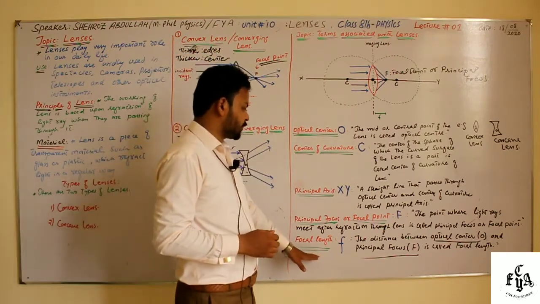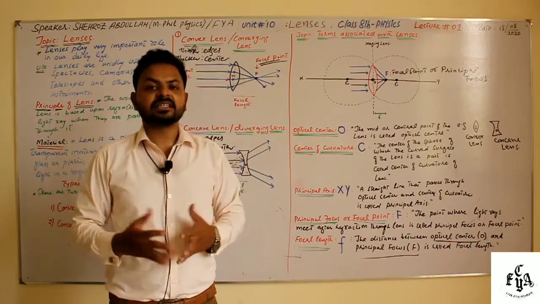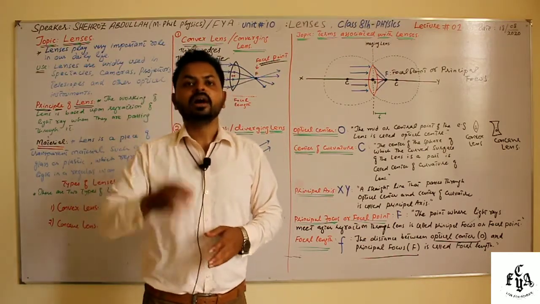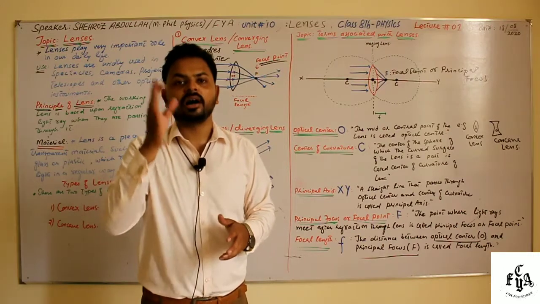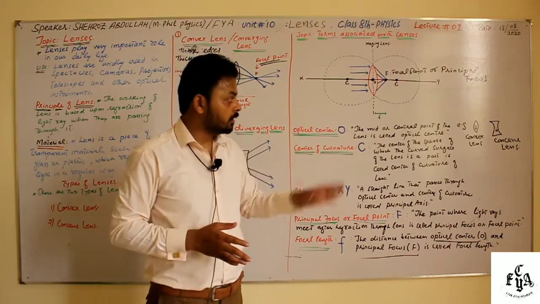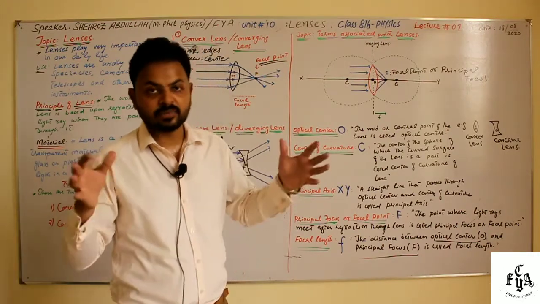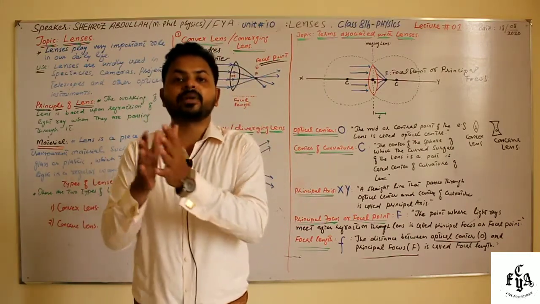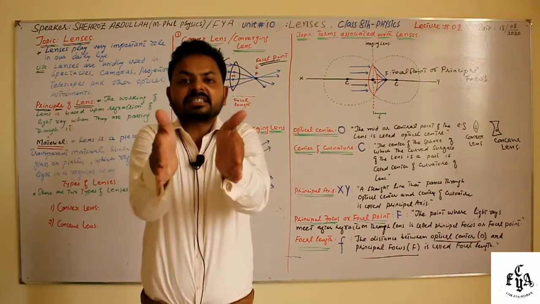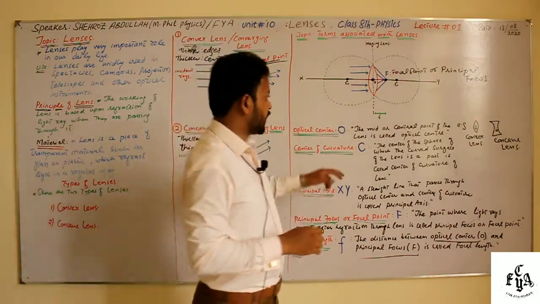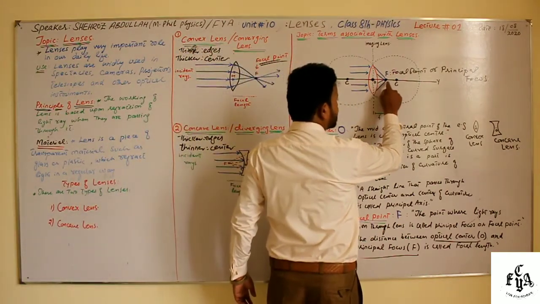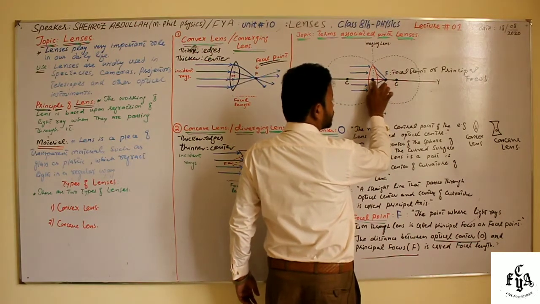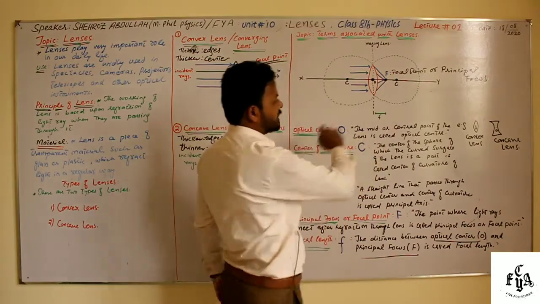Then coming towards focal length. Focal length is represented by small f. The distance between the optical center O and the principal focus F is known as the focal length. Like, this is the optical center O, this is the focal point F or principal focus, and the distance in between is known as the focal length, represented by small f.